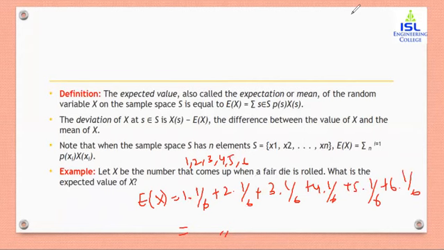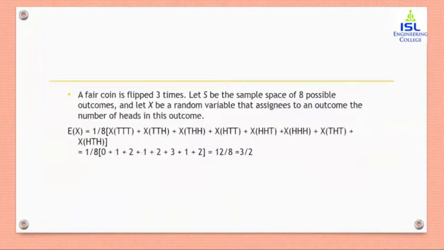Now, what about variance? Another example: if a fair coin is flipped 3 times, let S be the sample space of 8 possible outcomes, and let X be a random variable that assigns to an outcome the number of heads in that outcome. Okay, so for flipping a fair coin 3 times, a fair coin means there is an equal chance of getting a head or a tail.